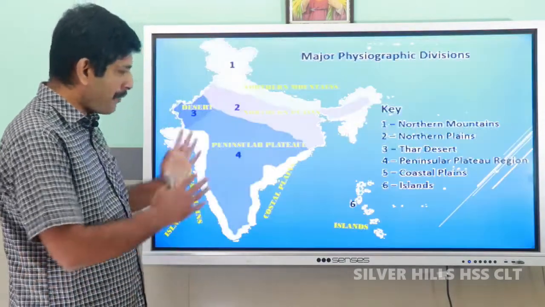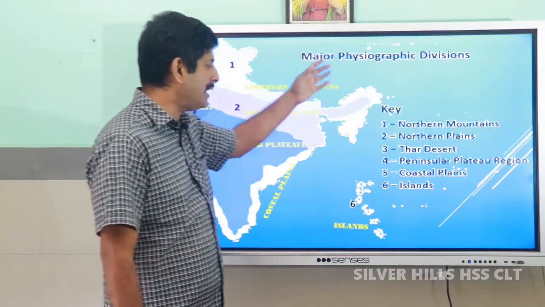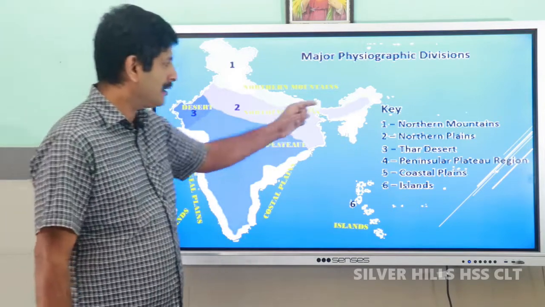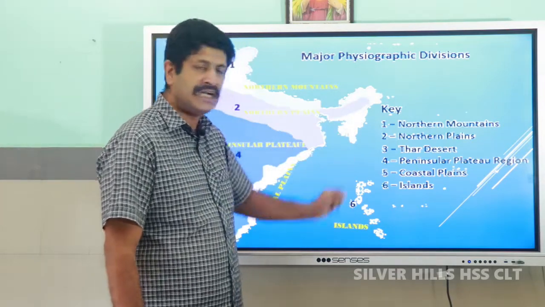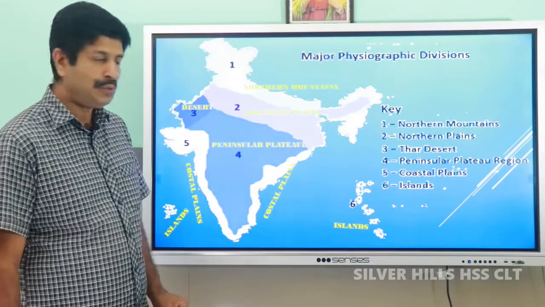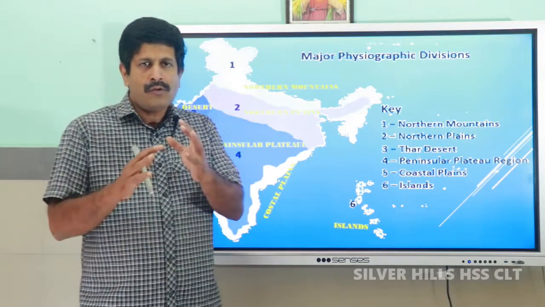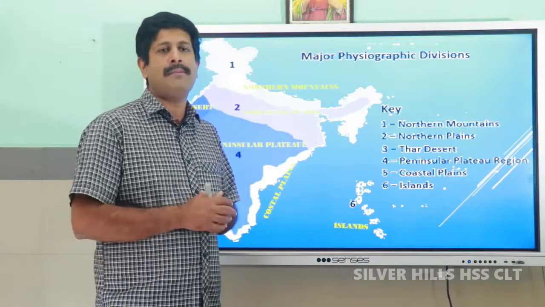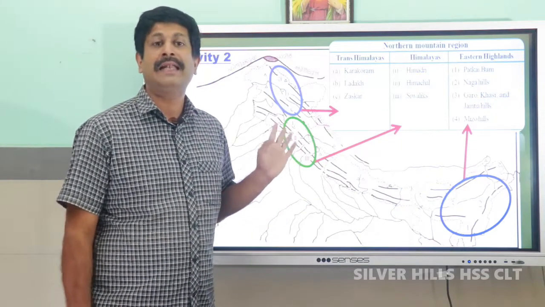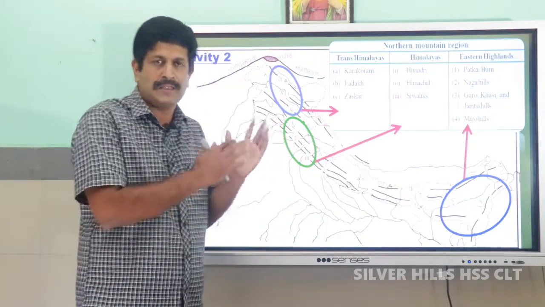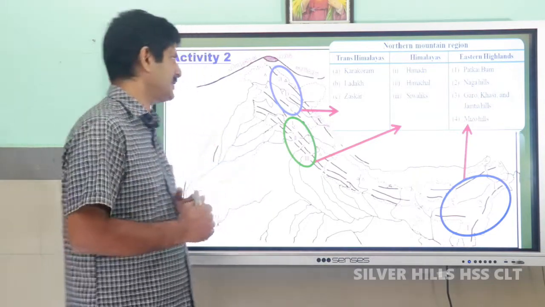Now we will move towards the important point of the map. When we are talking about the Indian physiography, it has been broadly classified into 6: northern mountains, northern plains, deserts, peninsular plateau, coastal plains and islands. Now we are going to study in detail about the location. First I want to show you the northern mountain ranges.